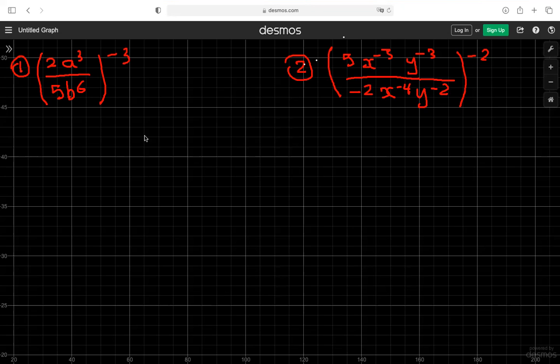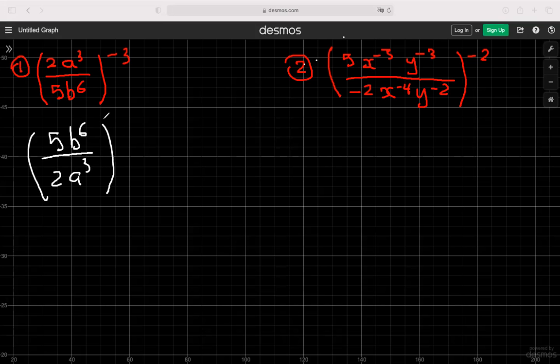So with the first one here, we have a negative exponent outside of the bracket. So what does this do? It flips everything inside. So what this becomes is 5b to the 6 over 2a cubed, and this automatically becomes positive 3. So what the negative exponent does, it flips what's inside the brackets.